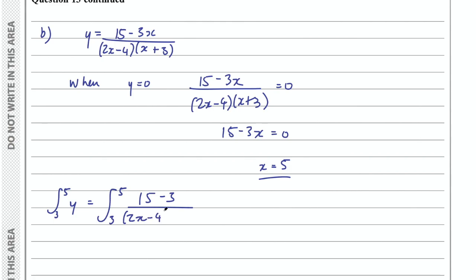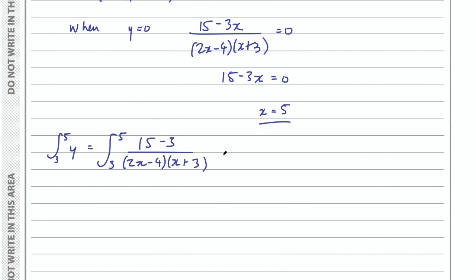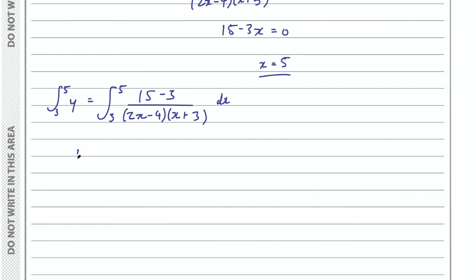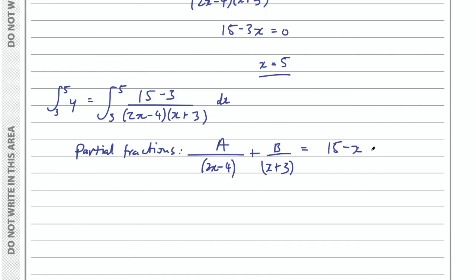And let's firstly use partial fractions, and this is in terms of x, with respect to x. So partial fractions is what we're going to do first, and we would say A over 2x take 4 plus B over x plus 3, so splitting up that denominator, this is equal to 15 take x.